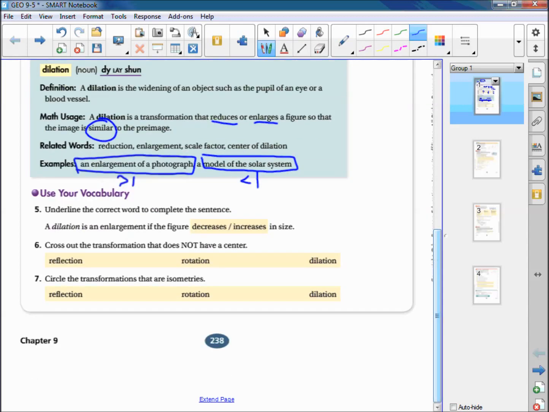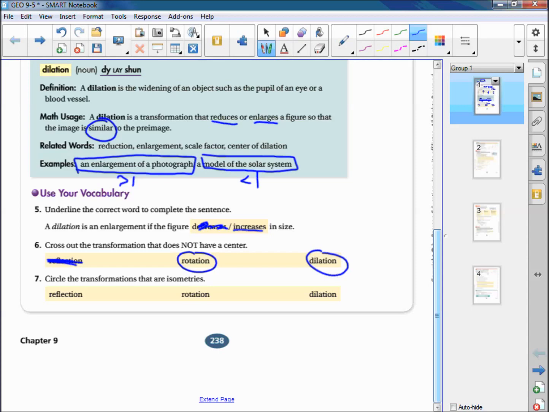Underline the correct word to complete each sentence. A dilation is an enlargement if the figure increases in size. Cross out the transformation that does not have a center. So remember, rotation needs a center, so we know what to spin it around. And we just said a dilation needs a center to tell where to expand it or contract it from. But reflection doesn't use a center, it uses a whole line, not a single point.